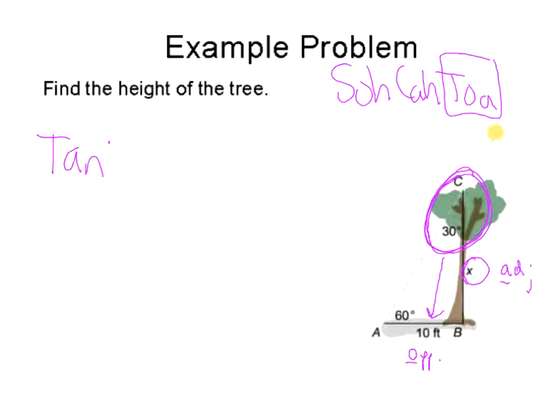Okay, I'm hearing 30. I'm hearing X. I'm hearing we don't know. So let's try like this. Normally it's like this, right? Opposite over adjacent. That's the original.